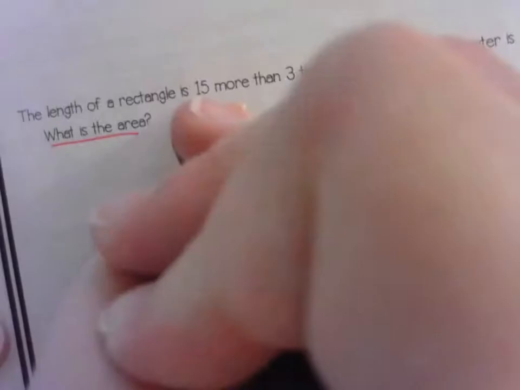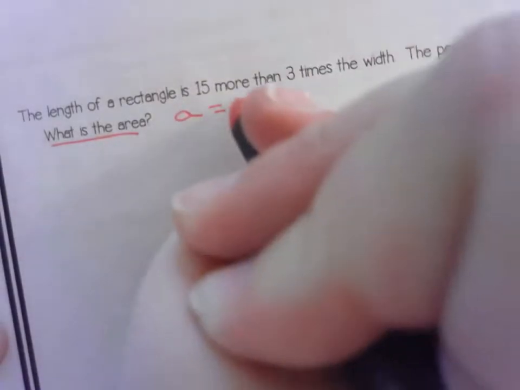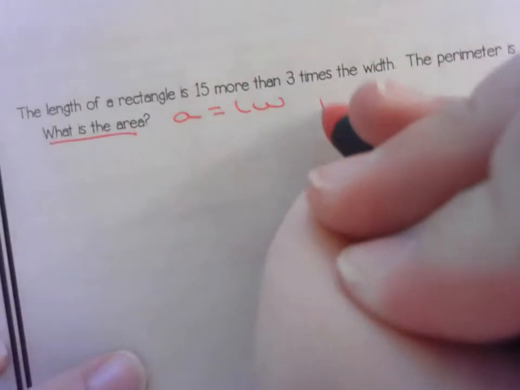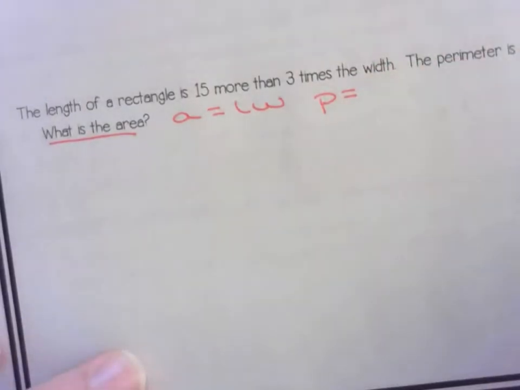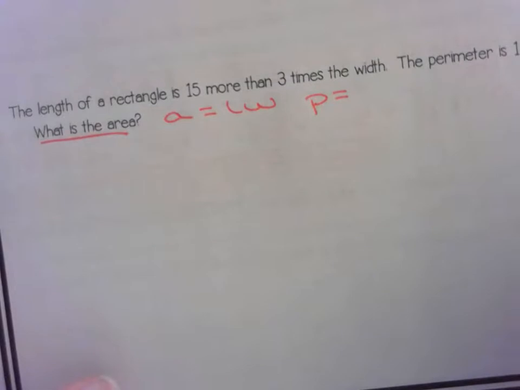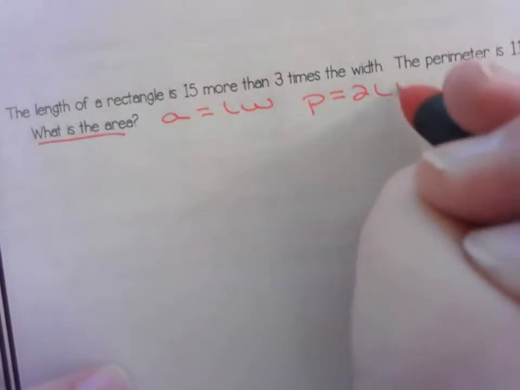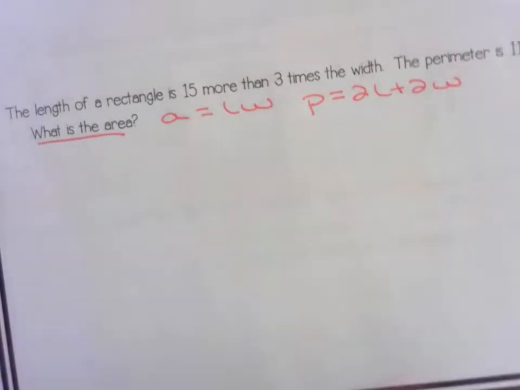Rectangle. What's the area formula for a rectangle? L times W, length times width. What's the perimeter formula for a rectangle? It's just good things to refresh real quick. 2L plus 2W. So the perimeter formula for a rectangle is 2 times the length plus 2 times the W.